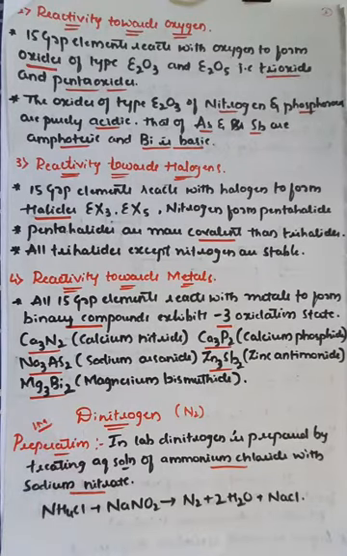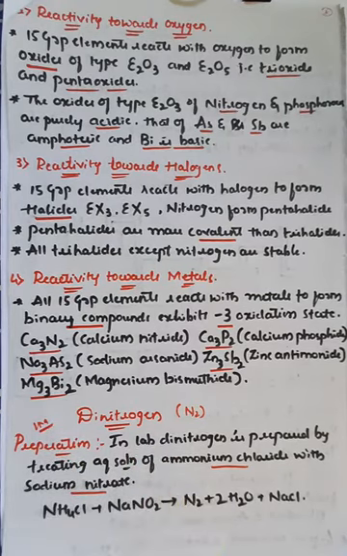So during the preparation of dinitrogen in the laboratory, ammonium chloride, NH4Cl, reacts with sodium nitrite. After the reaction, there will be a formation of dinitrogen, so our aim is to form dinitrogen, the main product. Along with that, there will be side products: water molecules are liberated, and sodium chloride salt is also formed along with dinitrogen. This is one of the important reactions for the preparation of dinitrogen, which can be asked for 1 mark.